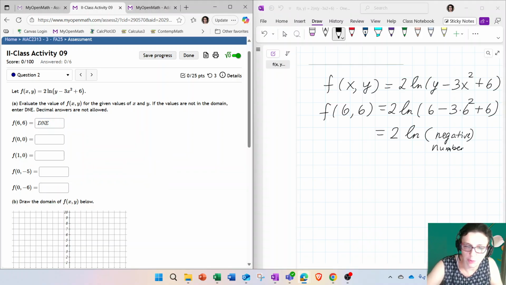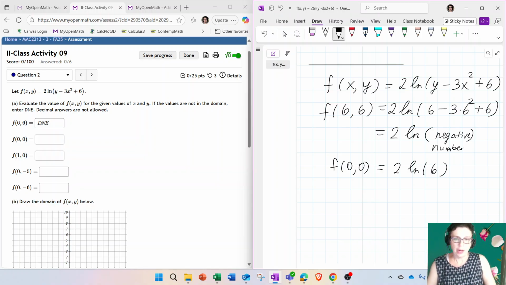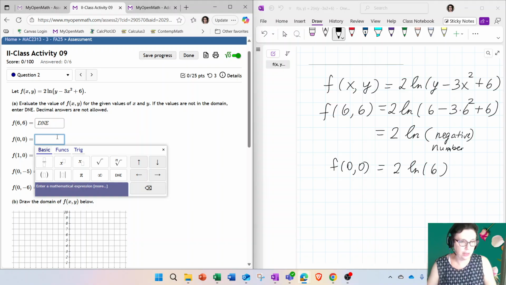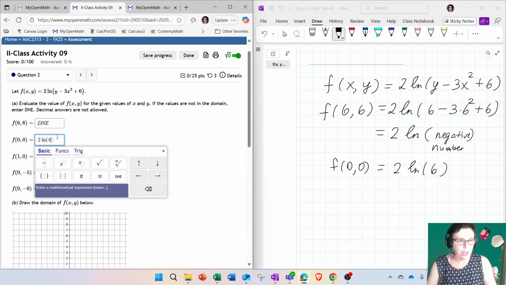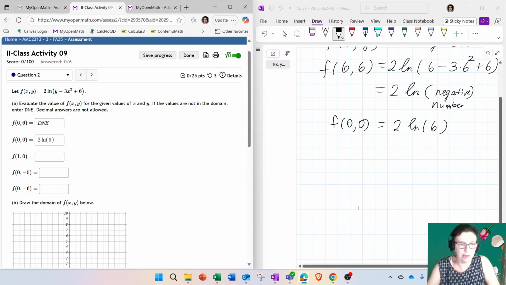Okay, so the next one is something like 0, 0. So that will be 2 natural log of, well, I'm plugging 0 for y and 0 for x, so that's just natural log of 6. I do not need to actually convert that to a decimal. So I can tell, for example, that 0, 0 belongs to the domain of this function. So the domain should contain 0, 0.